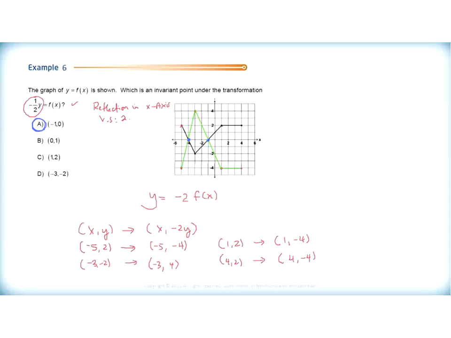It didn't ask what are the invariant points, in other words, list both. It only asked which is an invariant point. There are two. We only wanted one. (-1, 0) is the one that we're looking for.